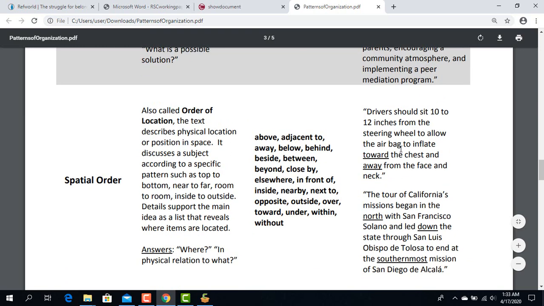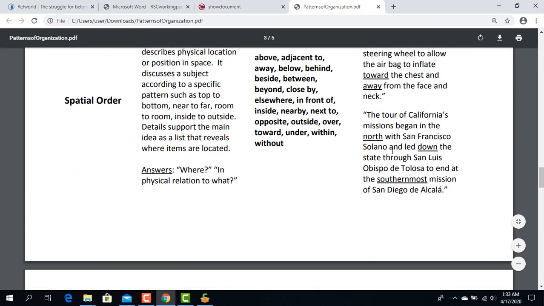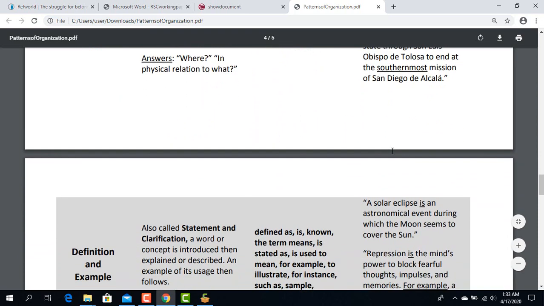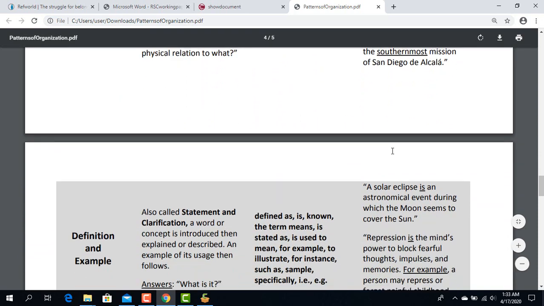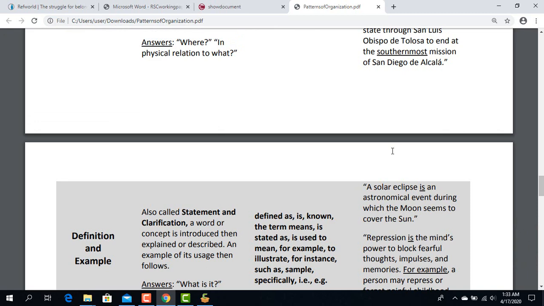Let's see this. Drivers should sit 10 to 12 inches from the steering wheel to allow the airbag to inflate toward the chest and away from the face and neck. Here we're describing. So this is spatial order. Now, sometimes when you're describing nature, your house, etc., this is also spatial order.